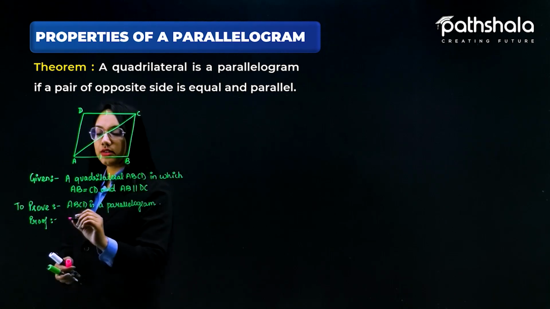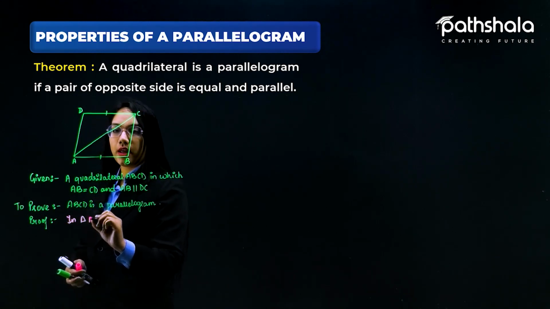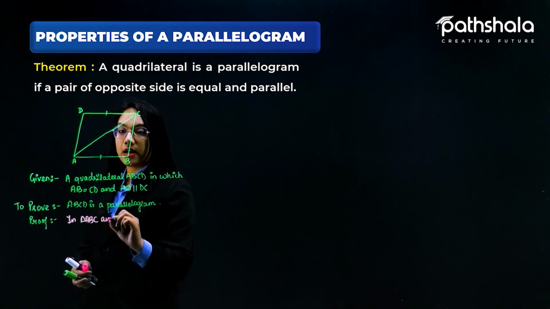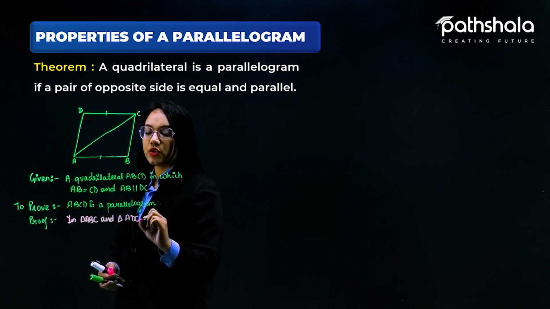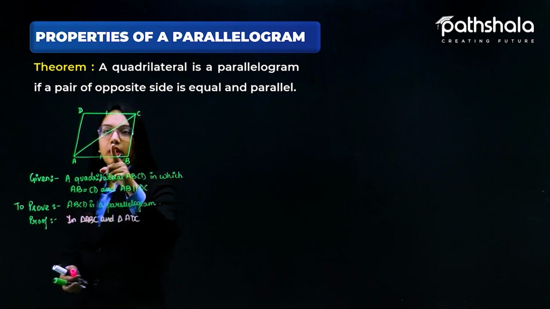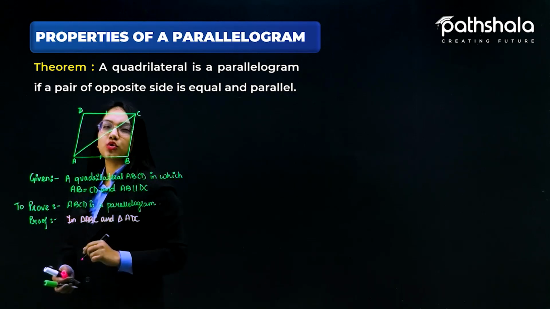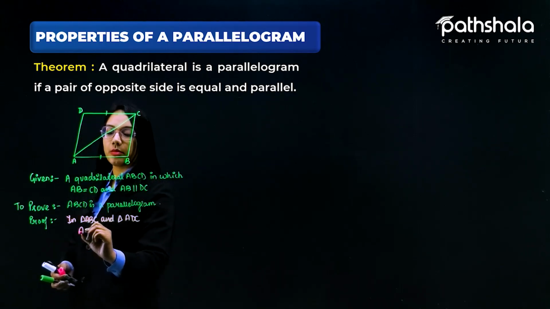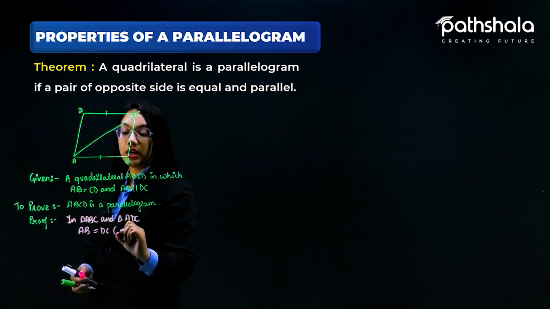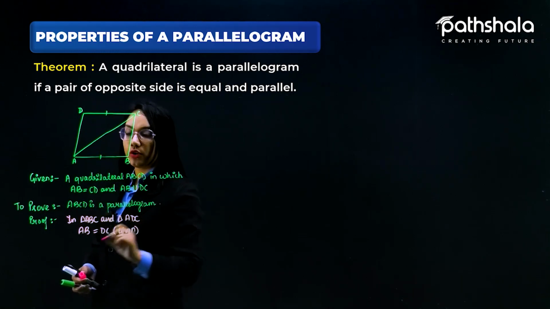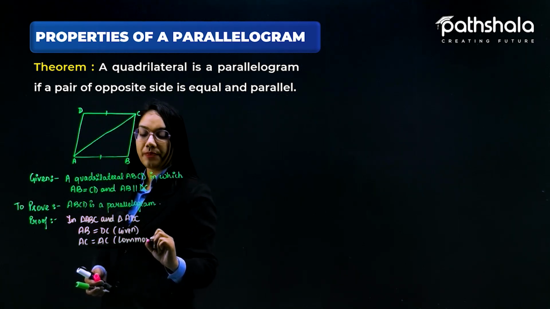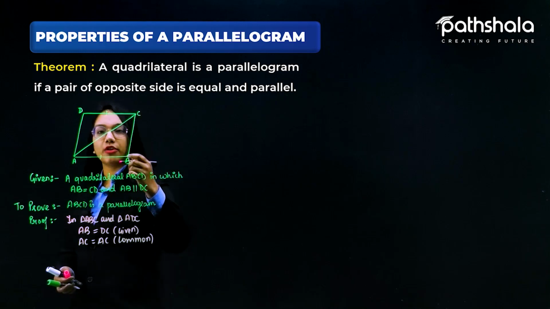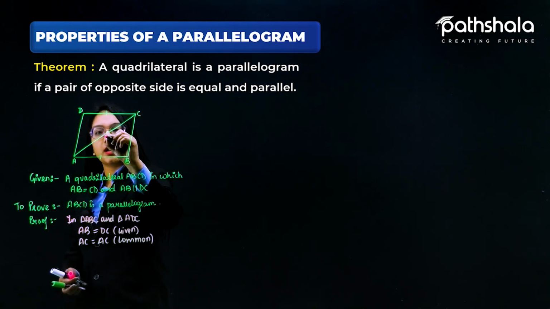So we have the two triangles, triangle ABC and the triangle ADC. I'm taking the two triangles over here. This is my triangle number 1, this is my triangle number 2. First of all, it is given to us that AB is equal to DC. It is a given condition. Furthermore, we know that AC is equal to AC. It is a common arm.